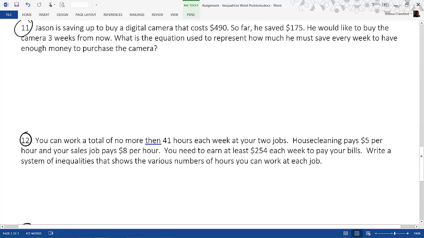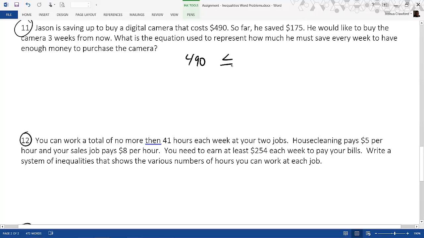Yeah, it costs $490. Okay, so what we need is $490. Now, do we need exactly $490, or could we save a little more if we wanted to? We could save a little more. So this is the smallest amount that we want. So if that's the smallest amount, then it will be less than or equal to 4.